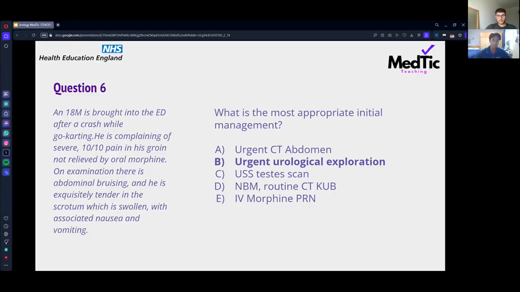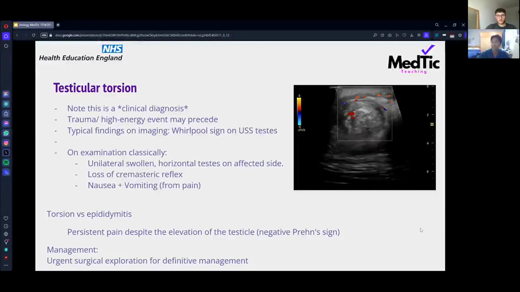So with this patient, given the history and the examination findings, you're wanting to get the urology team to come and have a look, and you will probably want to counsel the patient that they're probably going to be taken to theatre for an urgent exploration of the testicular region. Now, why is this the case? They probably have what we call testicular torsion.